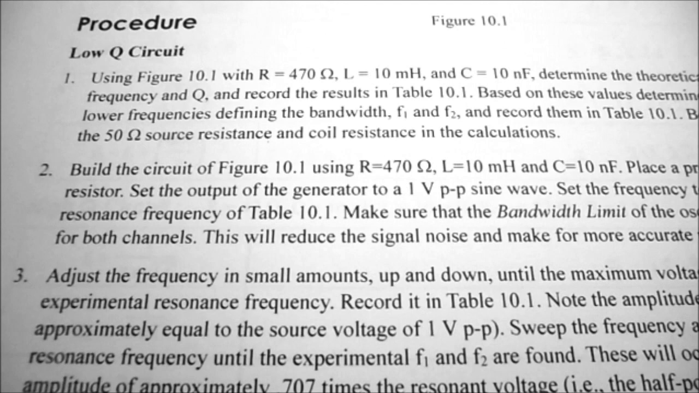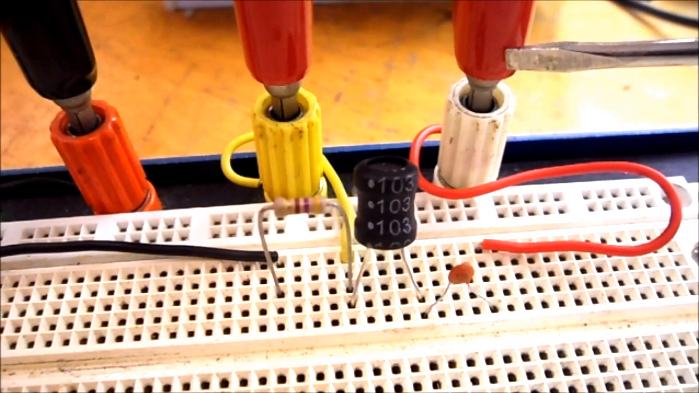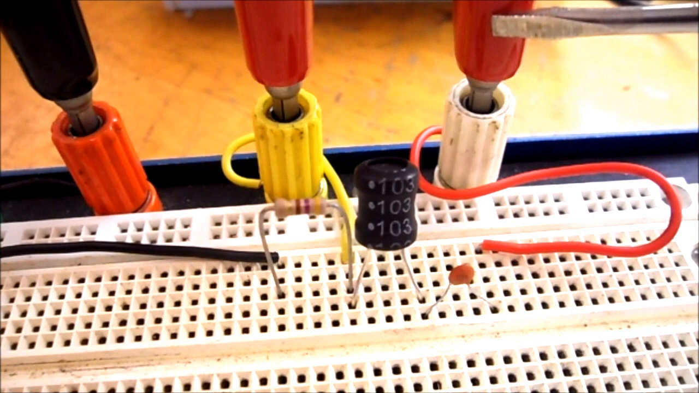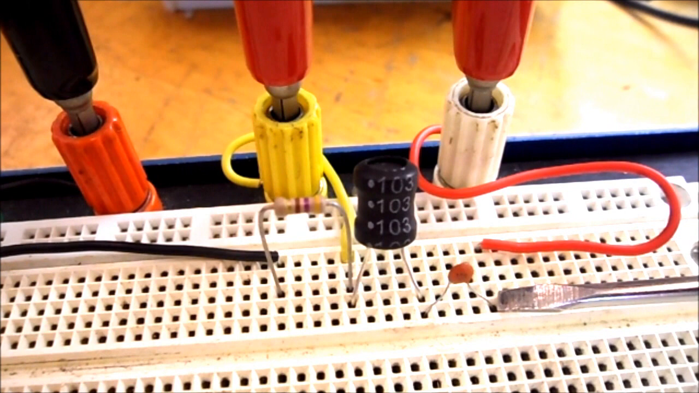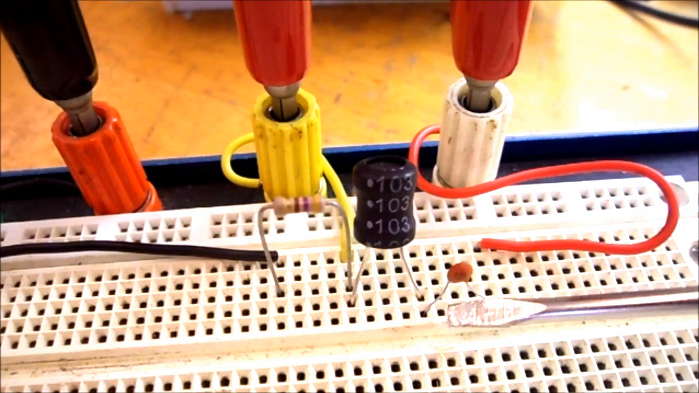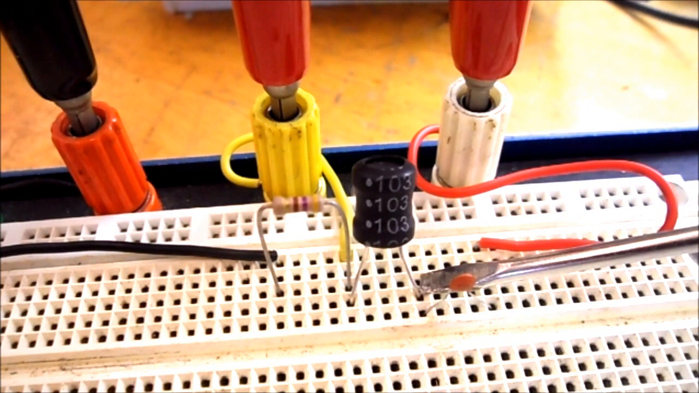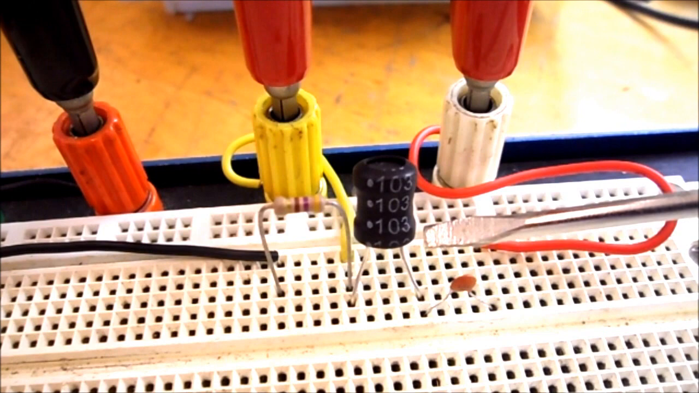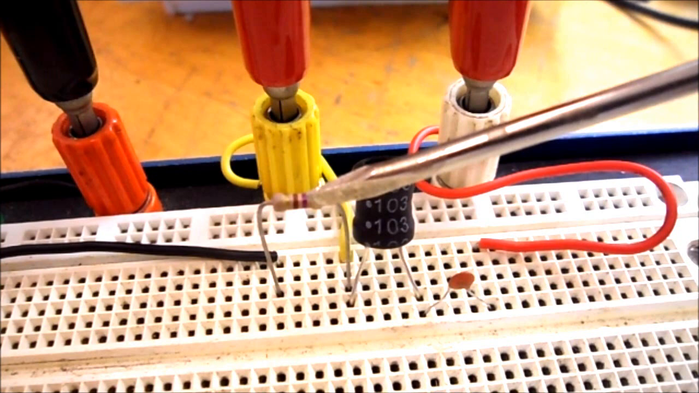So here is how I built my circuit. You can see that the red terminal from the function generator and channel 1 of the oscilloscope comes in and goes to the first leg of my capacitor, and the capacitor is labeled 103. The second leg of the capacitor is in the same row as the first leg of the inductor, and you can see my inductor is labeled 103. The second leg of the inductor is in the same row as my resistor, which is 470 ohms.